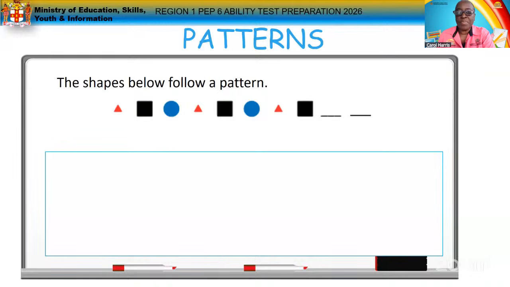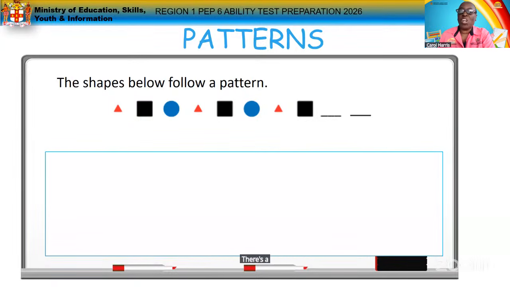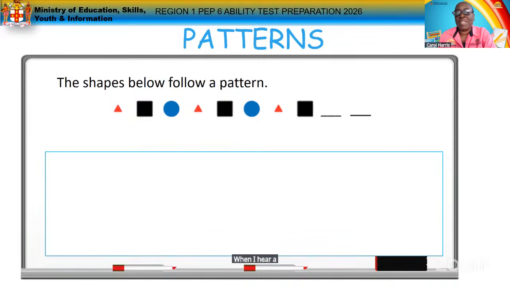What are your thoughts on it? It's repeating. It has a sequence of things. I see those responses in the chat. It's repeating, and it's repeating with the same thing each time. Okay, thank you. The sequence is consecutive, so it's following a specific order. I'm seeing several responses, thank you for those. There's a repeating, alternating. I guess you mean they're going to go one thing then another. So sort of, I see what you're saying, I get what you mean with the alternating. They will change positions and they'll still keep that repeating. But I hear a key idea coming out: that it is repeated.